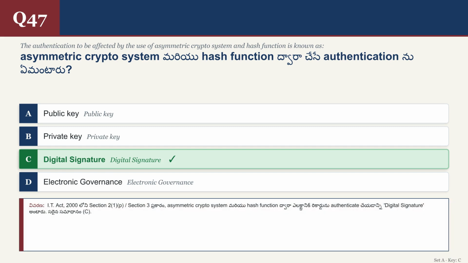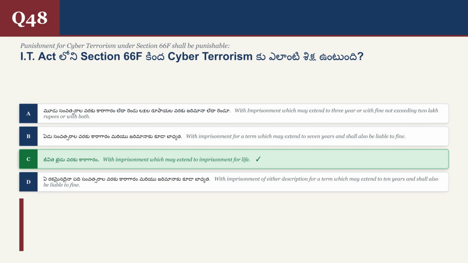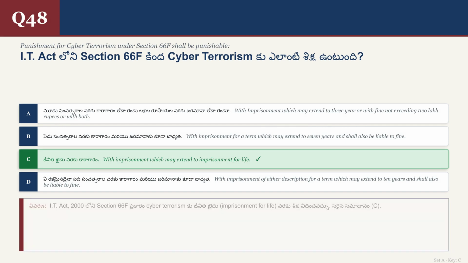Therefore, option C is correct. Under Section 66F of the IT Act, 2000, the punishment for cyberterrorism can extend to imprisonment for life. This means option C is the correct answer.